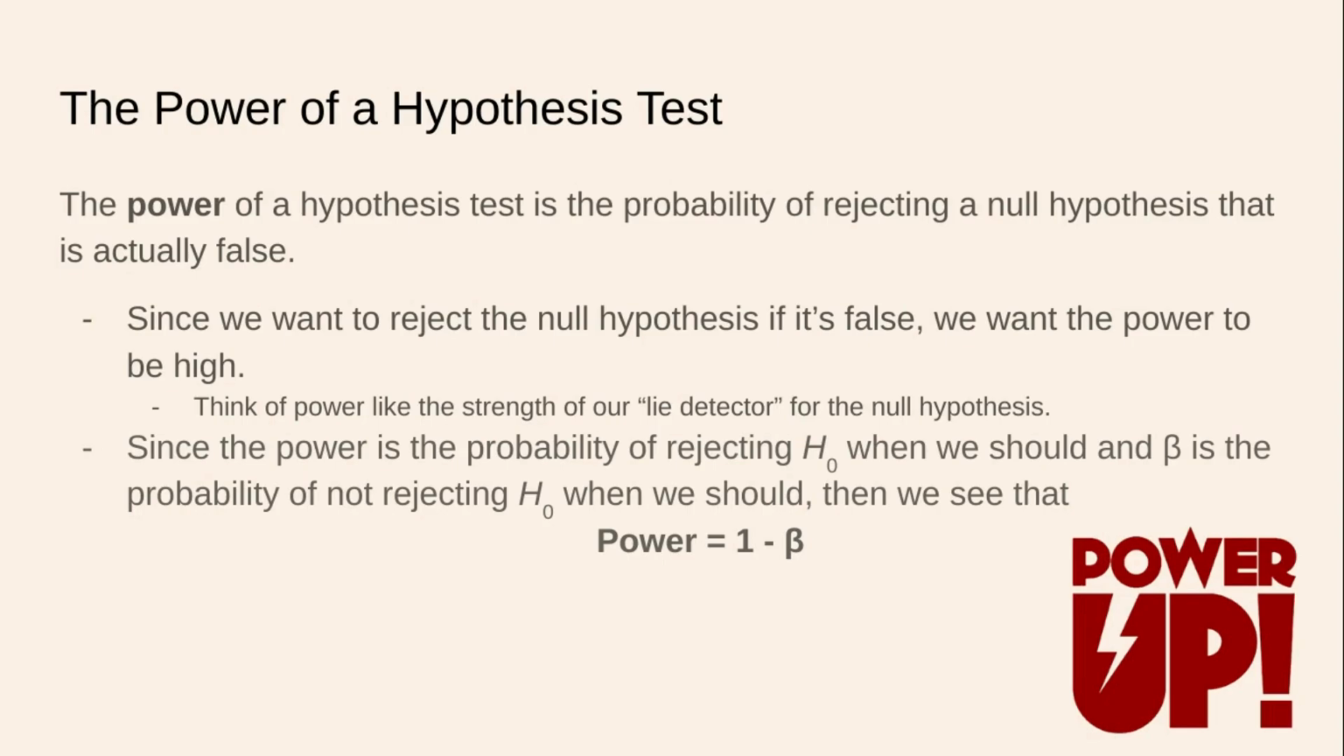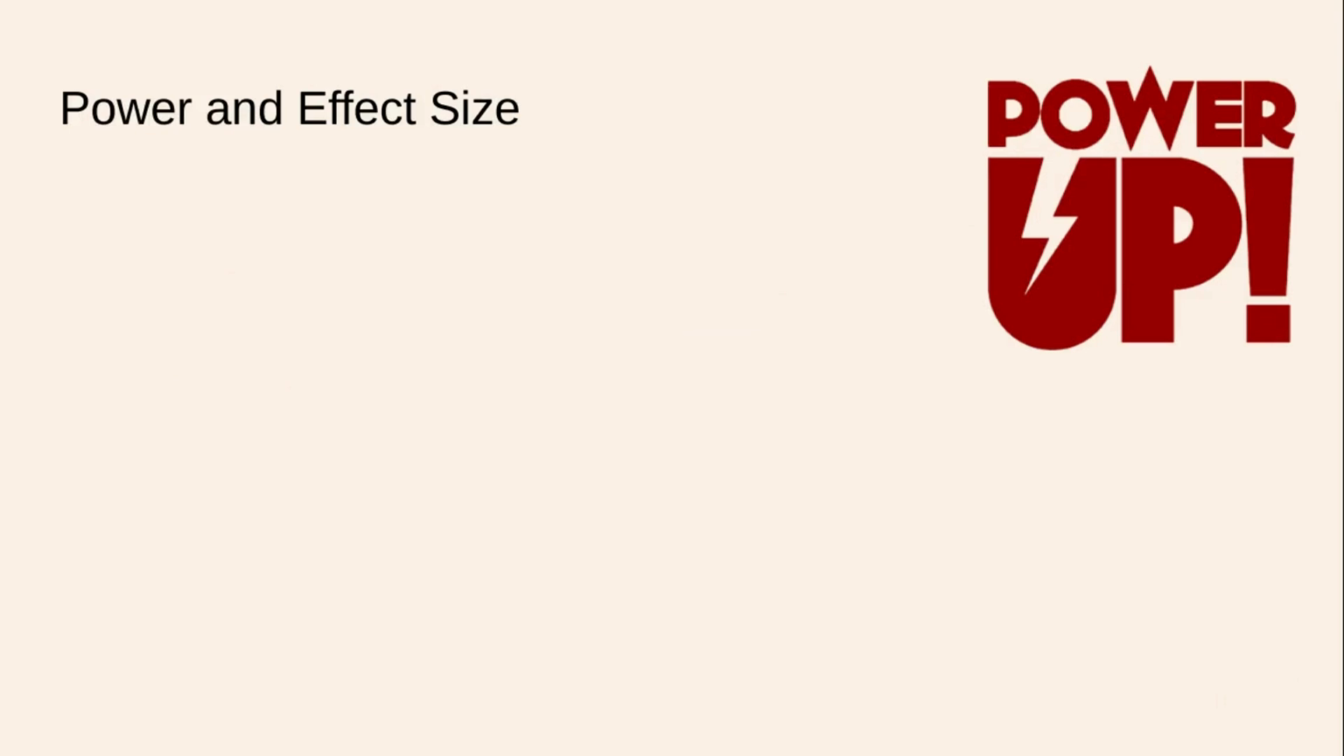Remember type 2 error: the alternative hypothesis is legit, but we don't reject the null hypothesis. That means power and beta are complements, all right? And that is how we compute beta. We understand power, and that's also how we understand power. We have a value for beta to work with.